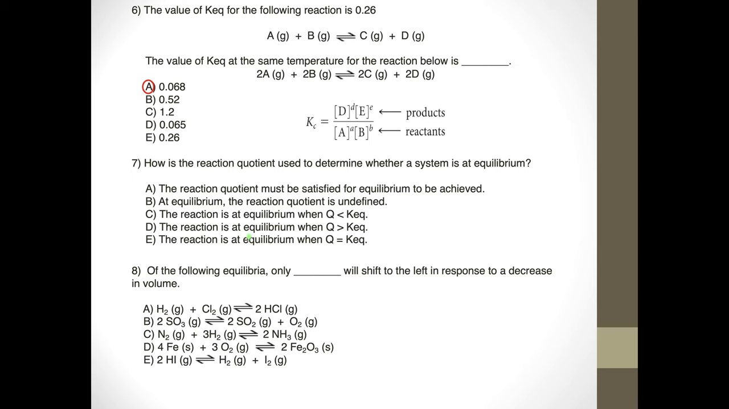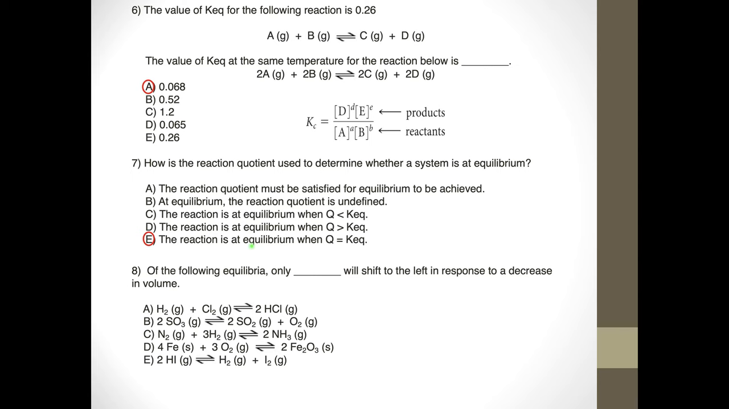Number seven, how is the reaction quotient used to determine whether a system is at equilibrium? Well, you know that you can use the reaction quotient anytime during the reaction, even in equilibrium. So when that number is equal to the constant of equilibrium, then the reaction is in equilibrium. So that's why it's letter E. When Q is equal to the constant of equilibrium, we reach equilibrium.